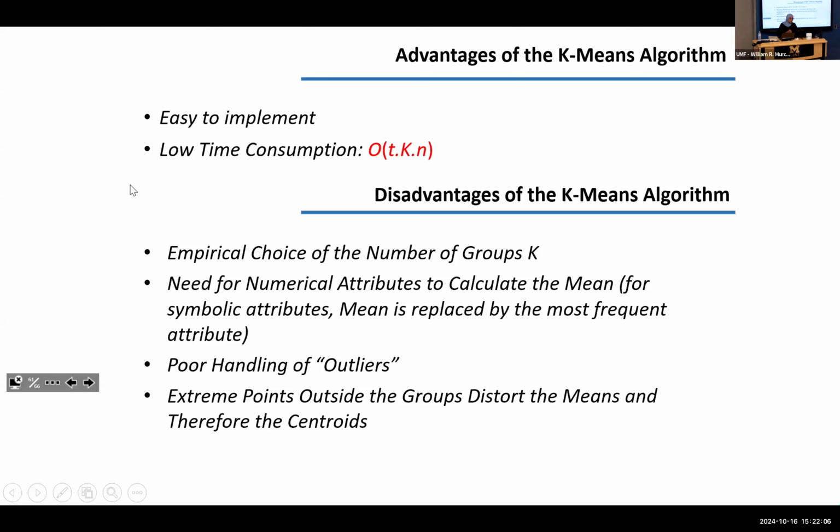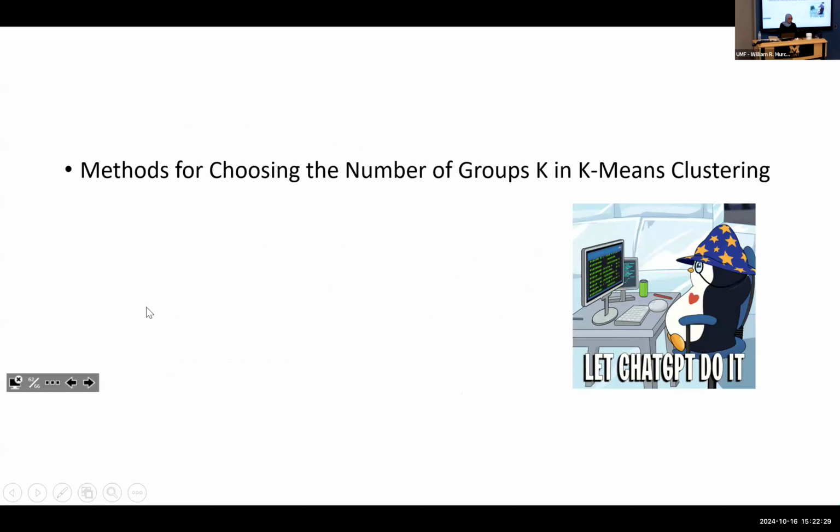And there is a need for numerical attributes to calculate. We need to manipulate numerical values. Even if we introduce formulas to move from qualitative to quantitative, it's still a problem, okay? But the main problem, from my point of view, is the empirical choice of the number of groups k. And here we said that there is a set of methods. There is not only one method.